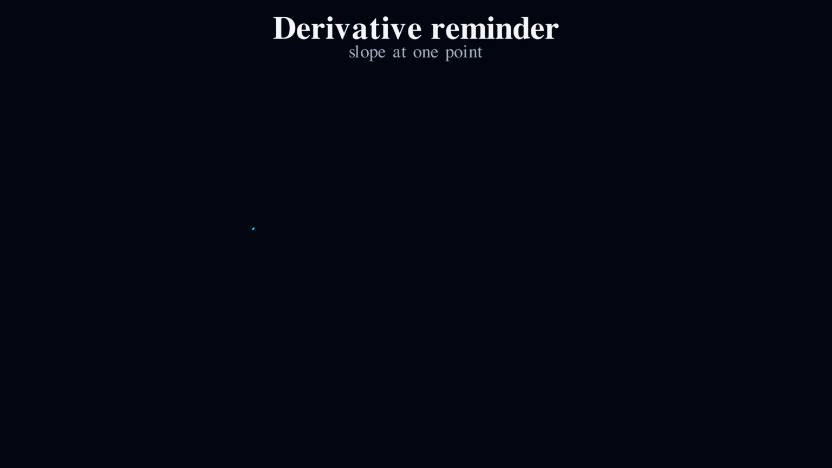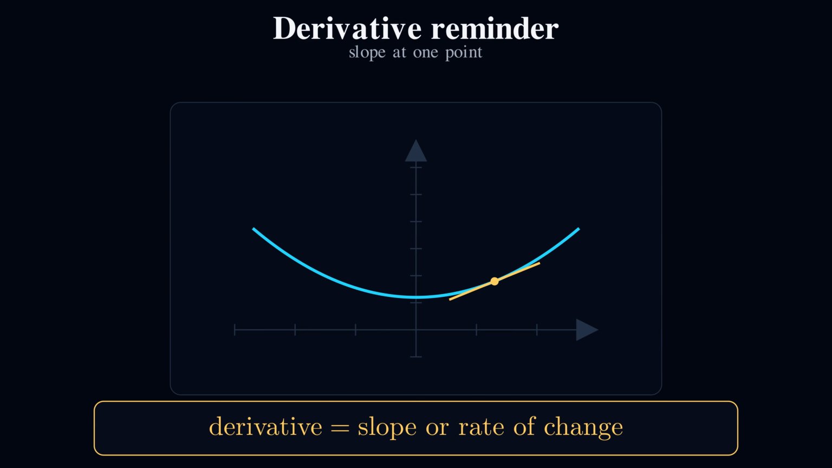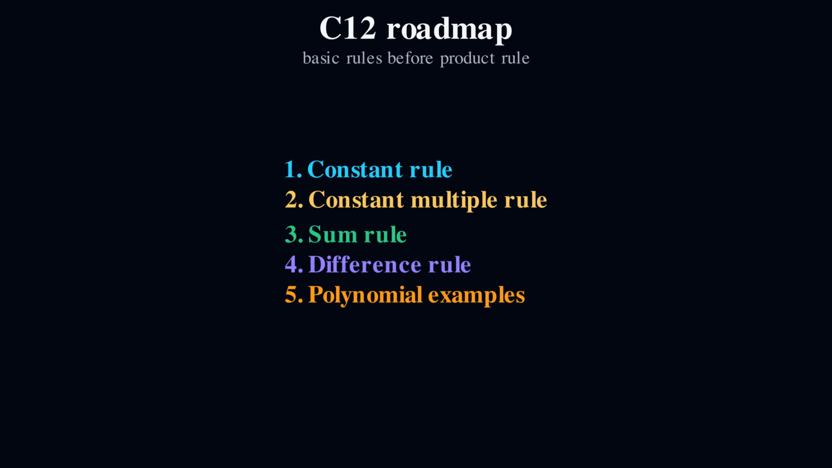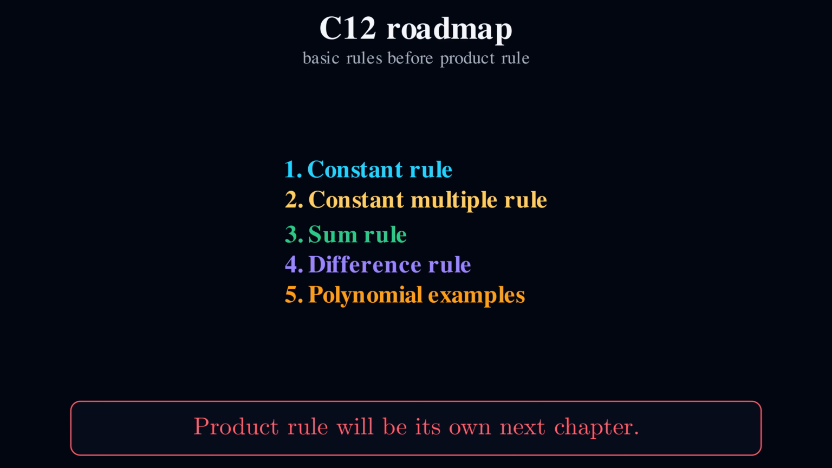A derivative tells us how fast the output changes when the input changes. On a graph, it is the slope at a point. Every rule in this chapter is a rule about how slopes behave. We will study 4 basic ideas: constants, constant multiples, sums, and differences. Then we will combine them with the power rule to differentiate polynomials.